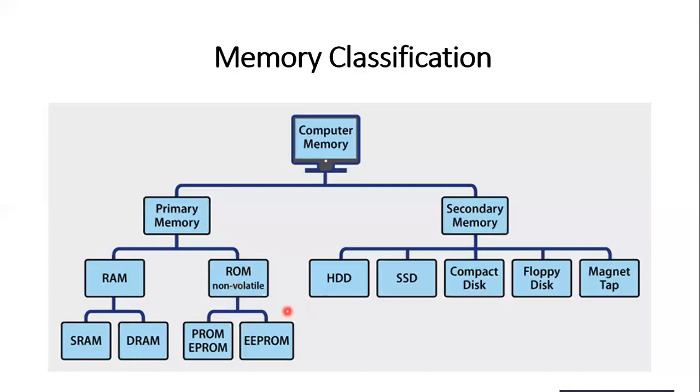Now, let me see the various kinds of ROM. First, PROM, programmable read-only memory. This memory has polysilicon wires arranged in a matrix. These matrices can be functionally viewed as diodes or fuses.